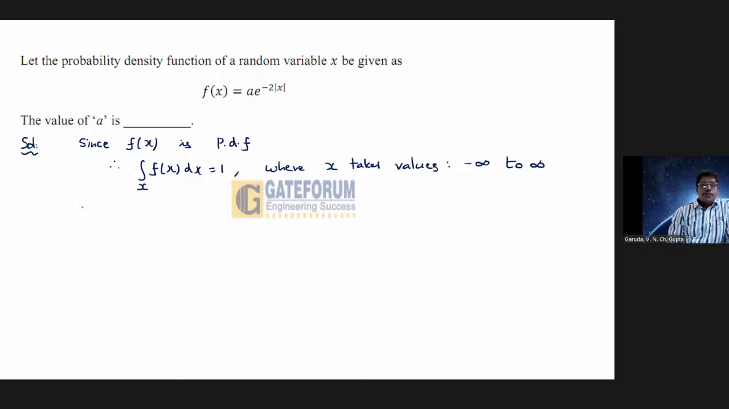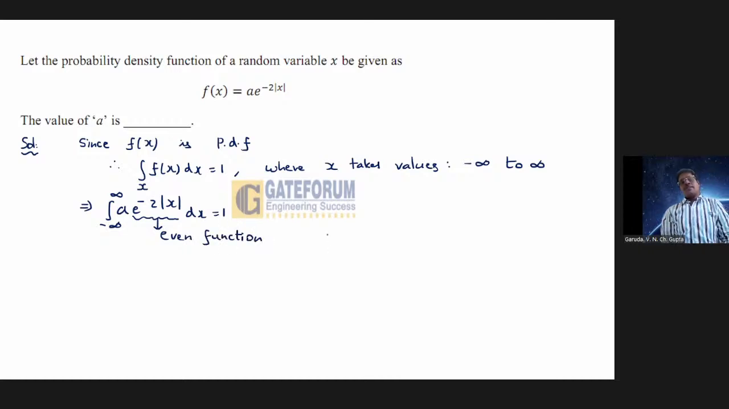Now this simplifies to integral minus infinity to plus infinity, A times e to the power minus 2 mod x dx is equal to 1. So this integrand is an even function. Constant is also an even function. This is an even function. What is an even function? If f of minus x equals f of x, then f of x is said to be an even function.